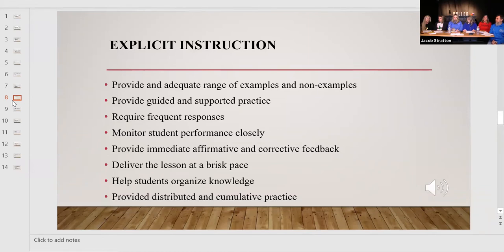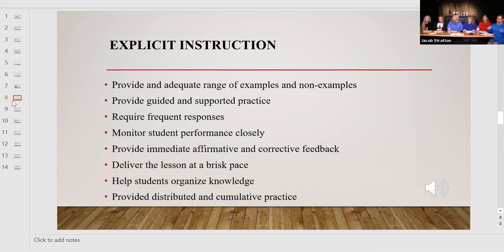And of course, while we're doing that, we also have to give the students feedback. They need to know either it's affirmative, that they're on the right track, or we give them corrective feedback. And of course, Anita Archer always talks about being perky and not pokey. We have to have that brisk pace in order to keep the students engaged. We have to keep the pace brisk in our classroom.